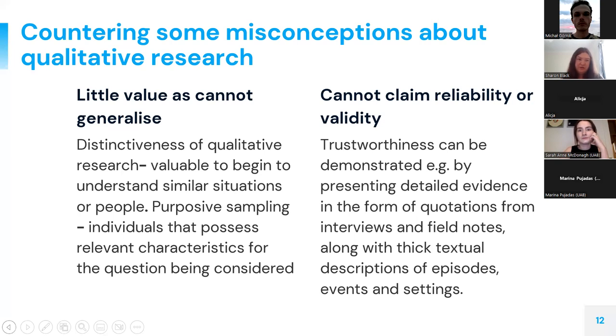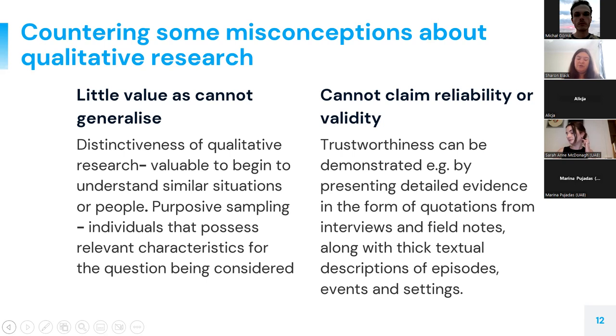However, I would argue that these criticisms fail to recognize the distinctive nature of qualitative research. Whereas in quantitative research, the intent is to secure a large random sample that is representative of the general population, focusing on generalizations and thereby allowing for statistical inference of results that aim to be applicable across the entire population, in qualitative research, generalizability is based on the assumption that it's valuable to begin to understand similar situations or people. So understanding people that are similar in one way, that have shared characteristics, they possess relevant characteristics for the question being considered.